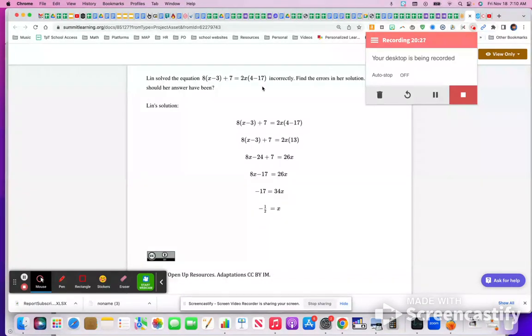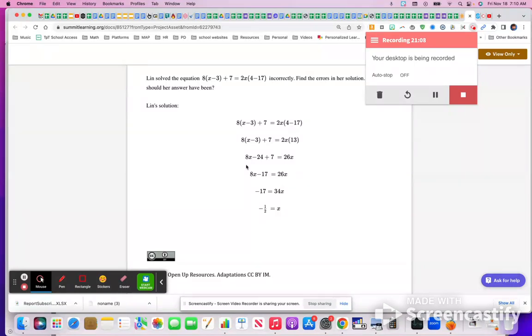So let's just take a quick look and see if we can figure out what she did. 8 times the quantity of x minus 3 plus 7, and that stayed the same. So she didn't do anything to this side. And then this, she did 2x times 4 minus 17. And it looks like she just combined 4 minus 17 inside her parentheses, which is totally allowed because there's no x's in there. You can do 4 minus 17. And she came up with 13. That seems like that might have been a problem. See if you can figure out why 4 minus 17 is not 13.